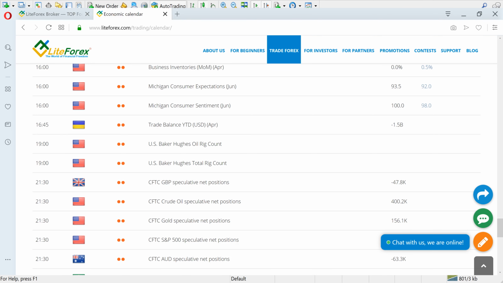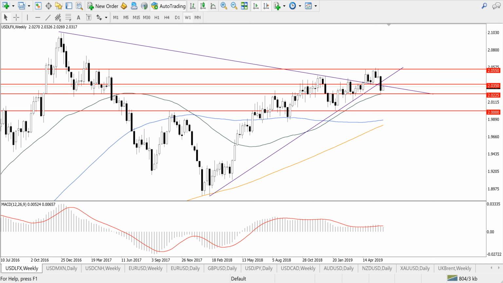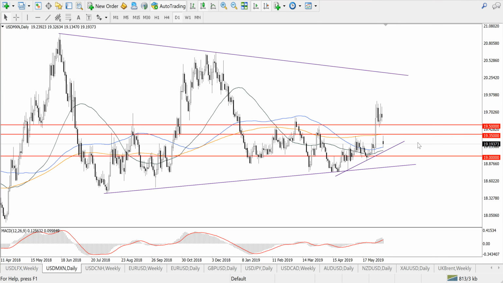So let's get back to the charts to check what's there in the technical picture. Before we get to the major pairs, have a look at the chart of the USD versus the Mexican peso. Here was a big bearish opening gap and the pair declined. It happened as the US and Mexico struck a migration deal to avert a tariff war.